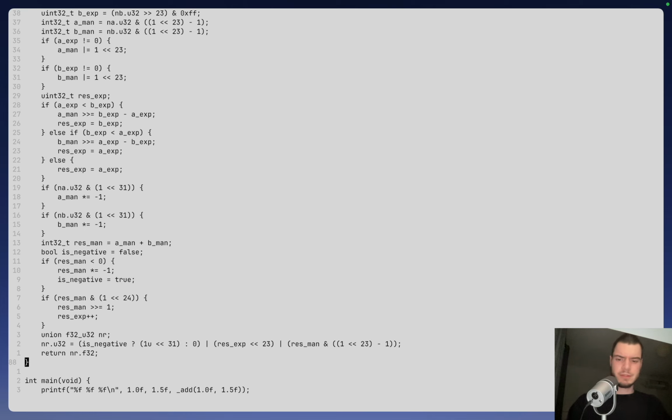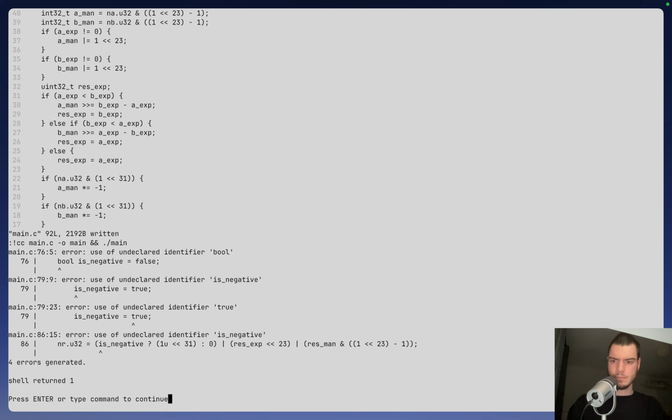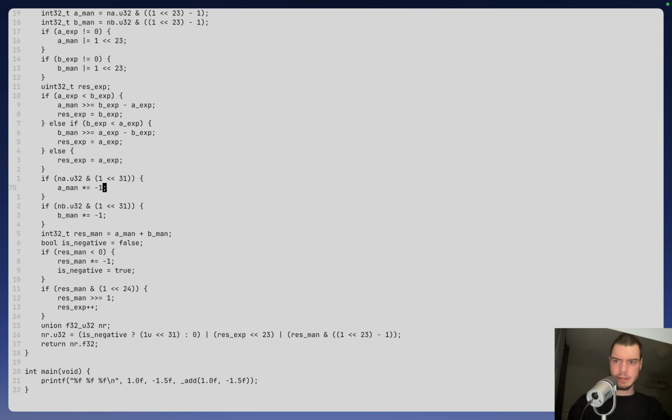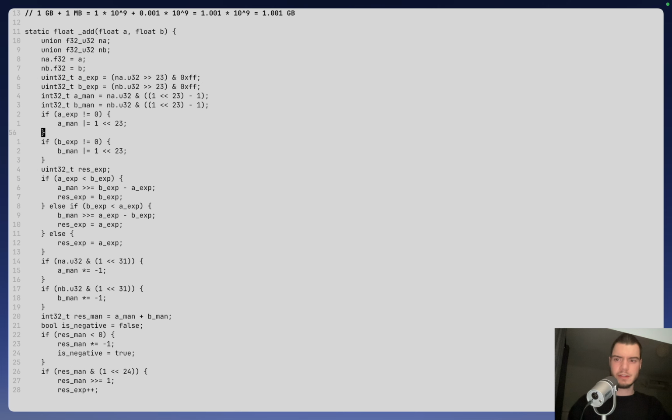Let's just try this. I'm not sure at all if this works. 1 plus -1.5. Unknown identifier bool. Yep. Let's include standard bool. Okay, 1 plus minus 1.5 is not minus 1.5. So this doesn't work. Let's have a closer look again. We're getting our mantissa correctly. We're getting the exponent.